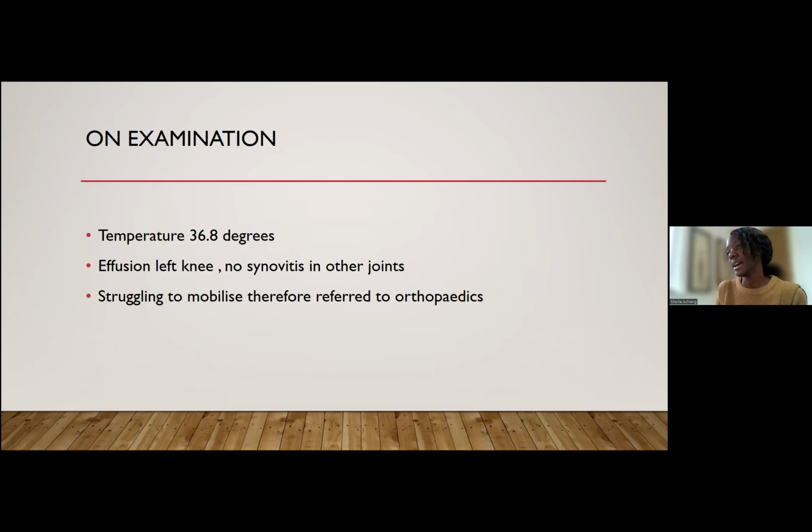So we examine her and she has a temperature of 36.8 degrees centigrade, so she's not pyrexial. She had an effusion in her left knee, which wasn't very hot, not your typical acute hot joint. And she had no synovitis in other joints, but she did say that she was really struggling to mobilize, and therefore the orthopedics team were called in.